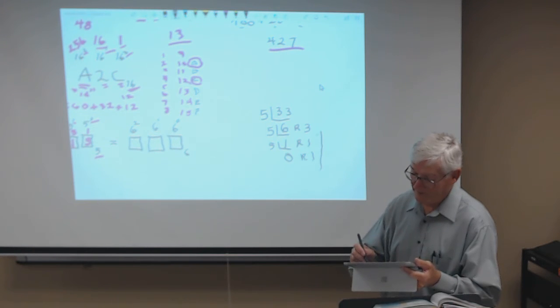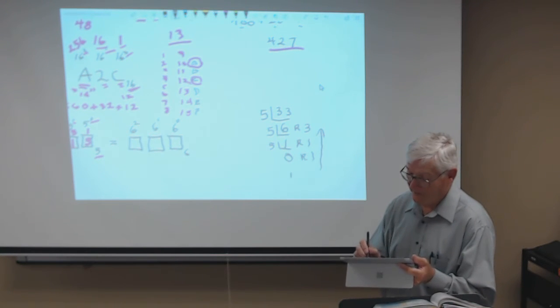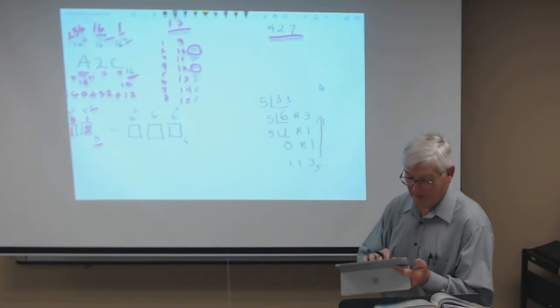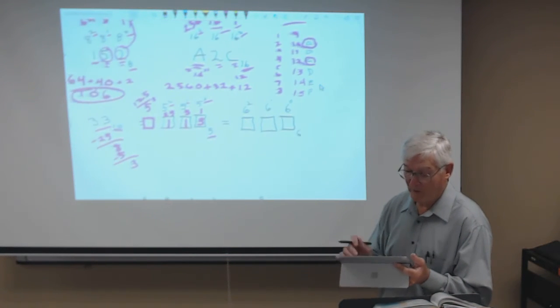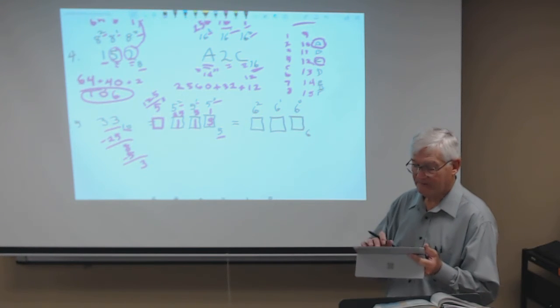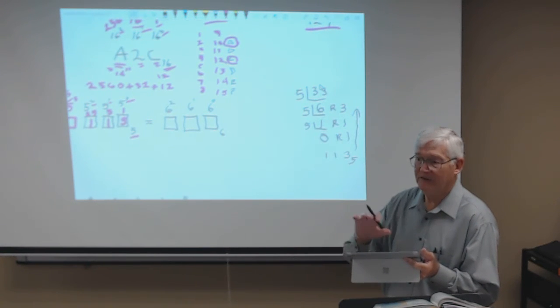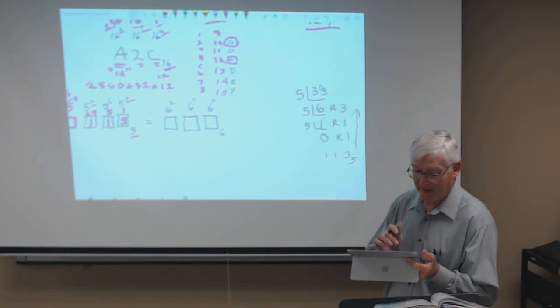So what's the answer? You read going up, so it's 113 in the base 5. Is that the same answer we got over there? Yeah, 113 in the base 5. So that's the division method of figuring it out.